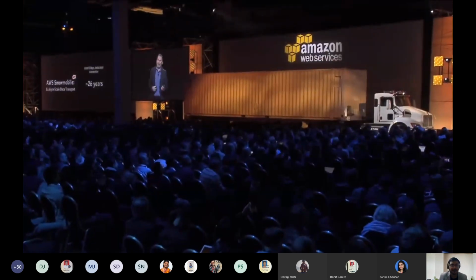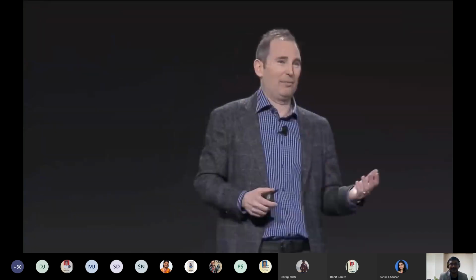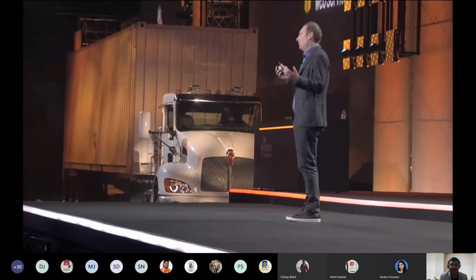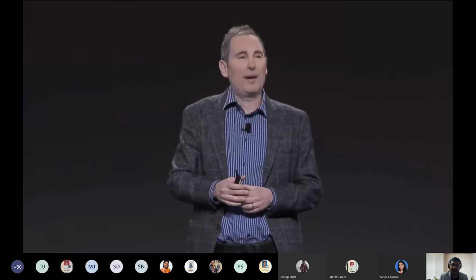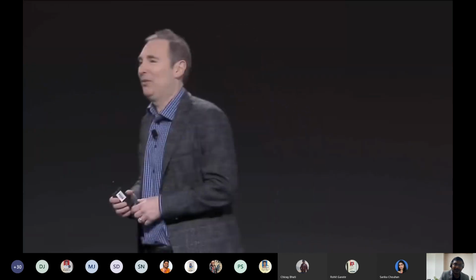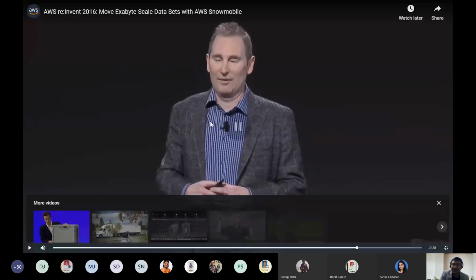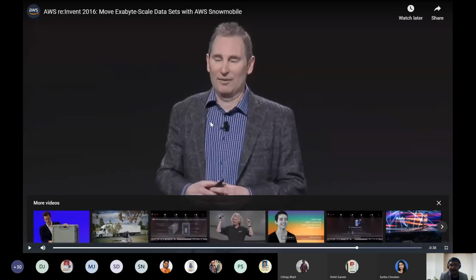If you think about the idea of moving an exabyte of data from on-premises anywhere, but especially the cloud, if you assign a 10 gigabit per second line to it, which is pretty reasonable, it would take you about 26 years to move an exabyte of data from on-premises to the cloud. I hope you all have listened to this. 26 years, that's huge.